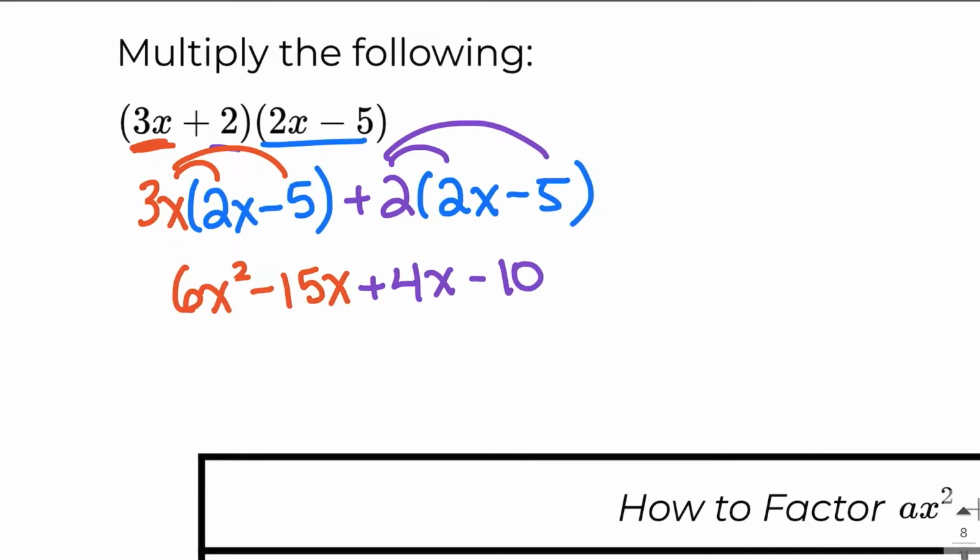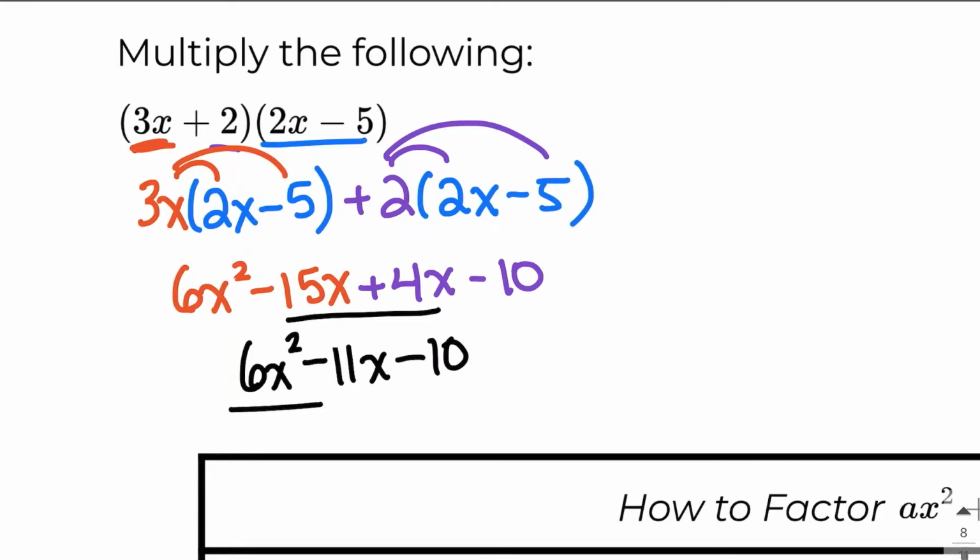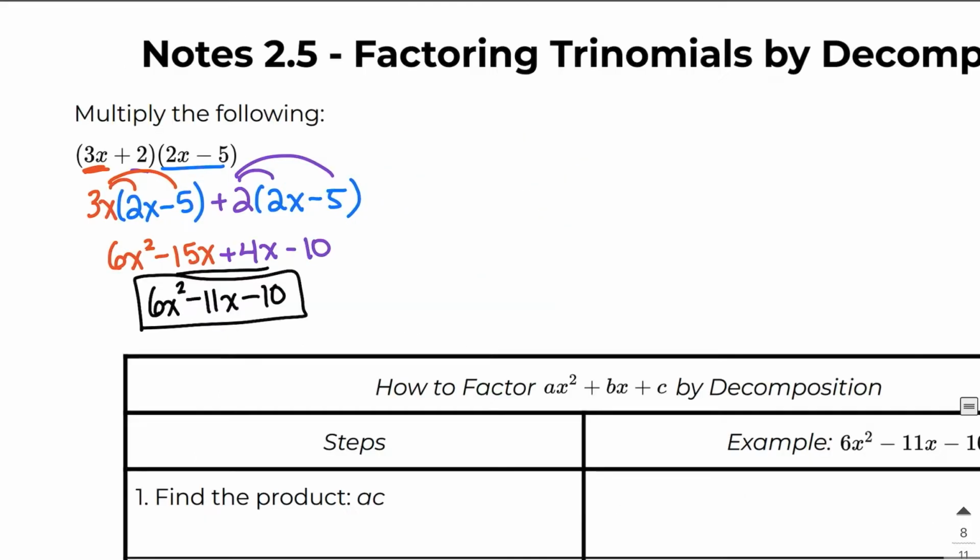Here I can see that these are like terms. Negative 15x plus 4x is negative 11x. Then I'll just copy down this 6x squared in front and this minus 10 in the back, and this is my final answer here. We'll go back and talk about this shortly, but I want to talk about factoring by decomposition, and then we'll go back and look at this.